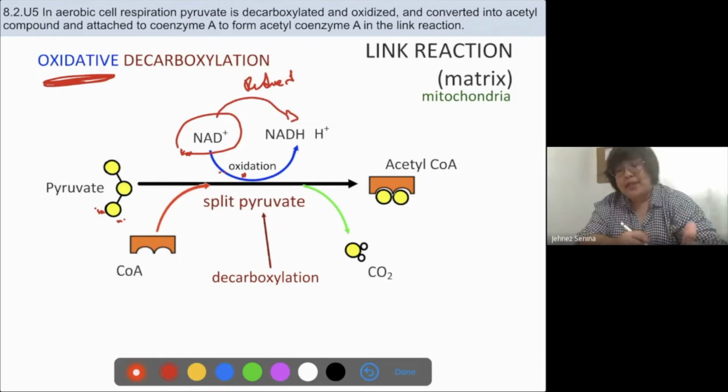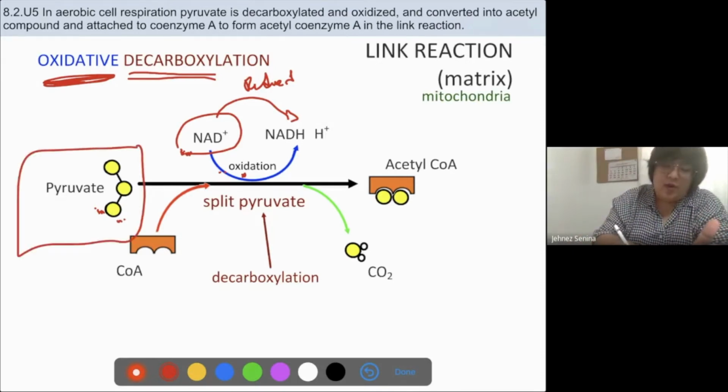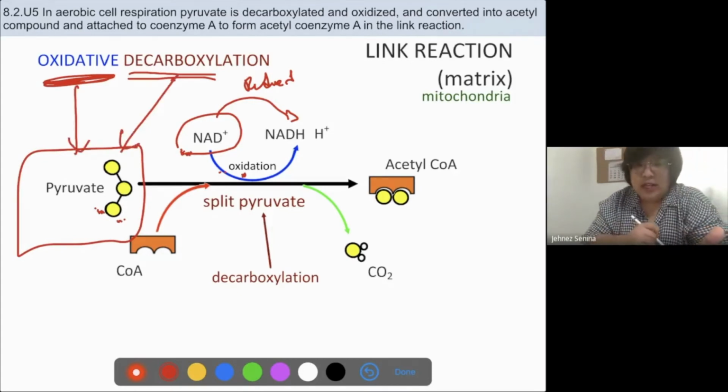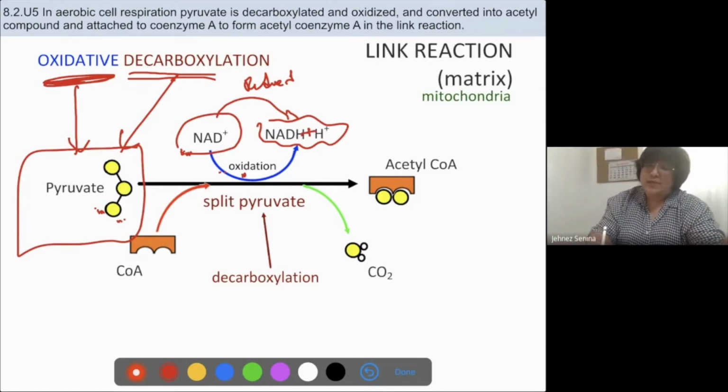At the same time, pyruvate is decarboxylated, meaning you remove a carbon from it. So this will undergo oxidation, and it will undergo decarboxylation. What's the product? The product of oxidation of pyruvate is NADH plus H plus. And the product of decarboxylation of pyruvate is a molecule we call acetyl coenzyme A.